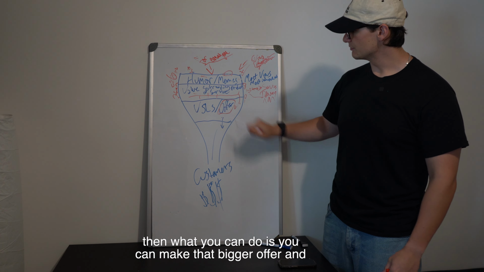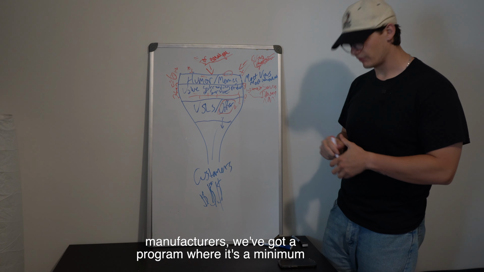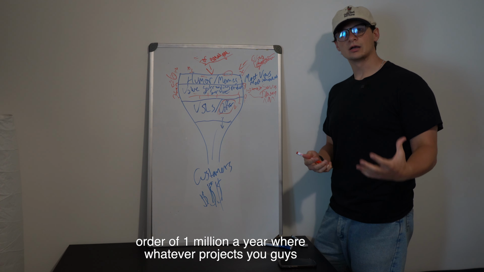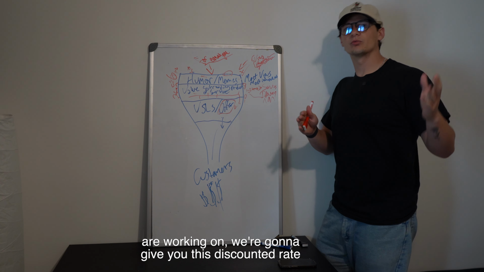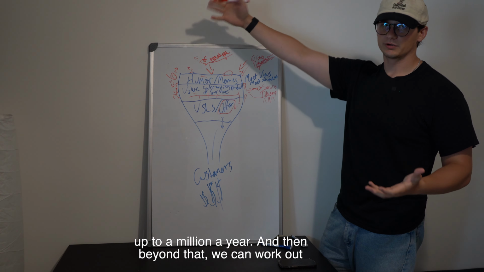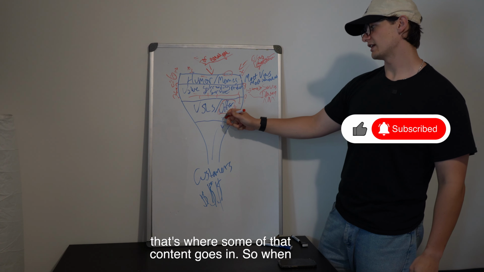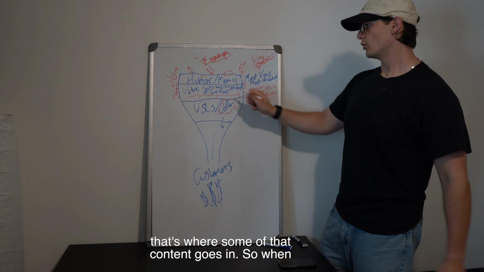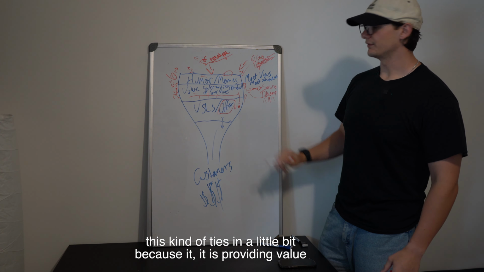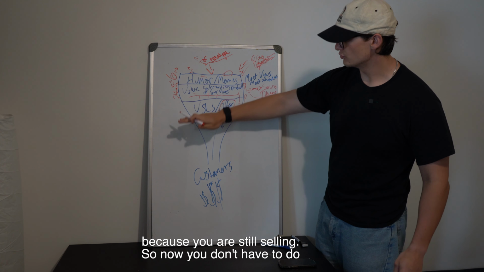Then what you can do is make that bigger offer, and you can say, hey, look, maybe what we've got here at our manufacturer is a program with a minimum order of 1 million a year, where whatever projects you guys are working on, we're going to give you this discounted rate up to 1 million a year. And then beyond that, we can work out a further discount, whatever that looks like in your business. That's where you can make that bigger offer, and that's where some of that content goes in. So when you're doing the value content, this ties in a little bit because it is providing value with that additional offer. However, it is separate because you are still selling.